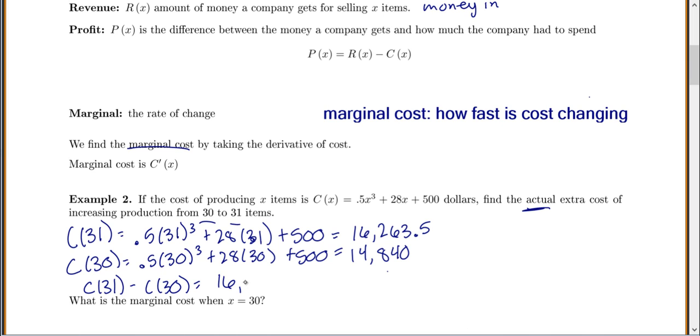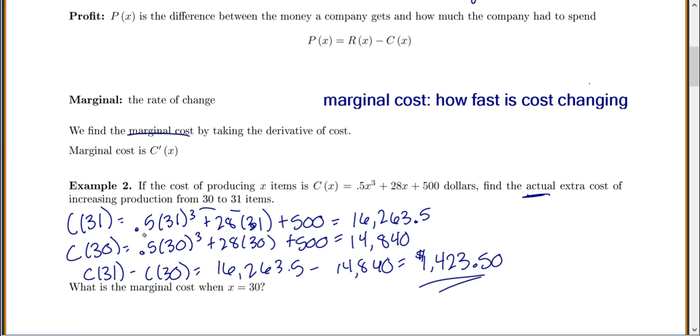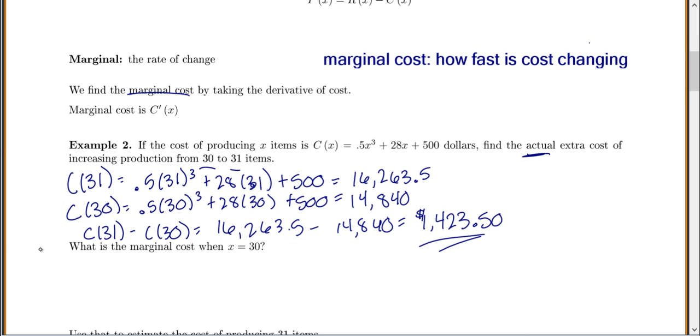So 16,263.5 minus 14,840 gives me $1,423.50. So again, this is the actual difference if you go from 30 units to 31 units. You should just find the actual cost and find the difference. Okay, so that makes sense, something we could have done before calculus.